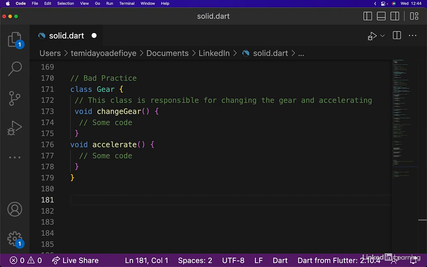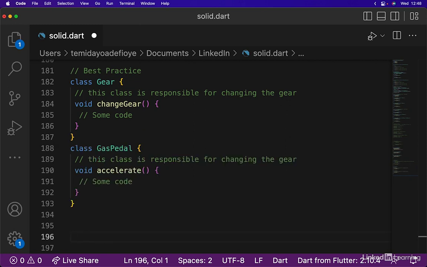This class is tasked with 2 things: changing the gear level and accelerating. In reality, a gear is intended to perform a single function, which this class does not. Let us use the single responsibility principle to improve this class. This is how it looks.